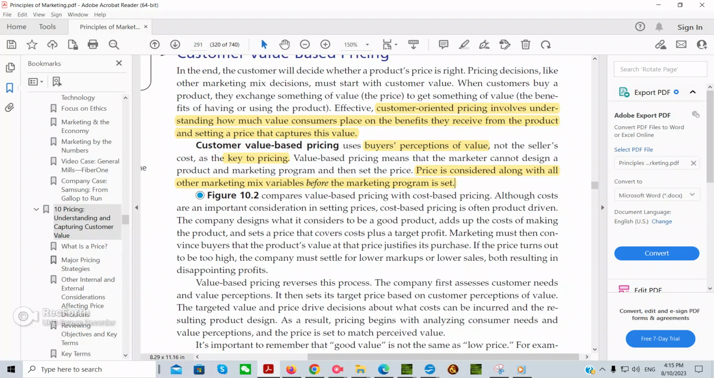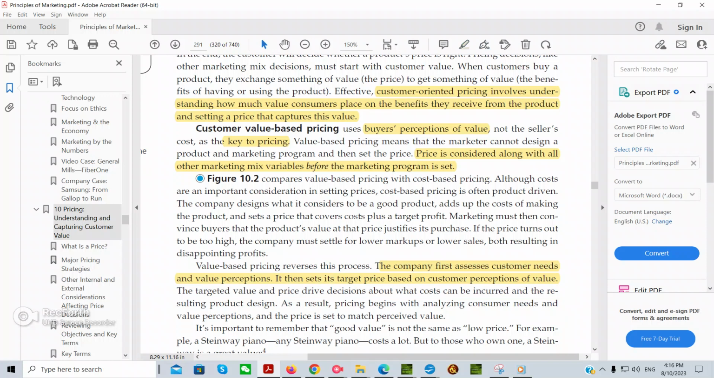Profit margin can be expressed either as a percentage on the revenue, which is a gross amount, or as a whole amount, which means the actual profit itself. Remember, it's multiplied by the amount of sales. If you have fewer sales, you have less revenue, therefore less profit. Pretty straightforward so far, right? Value-based pricing reverses the process. The company first assesses customer needs and value perceptions. Then it sets the target price based on customers' perceptions of value.